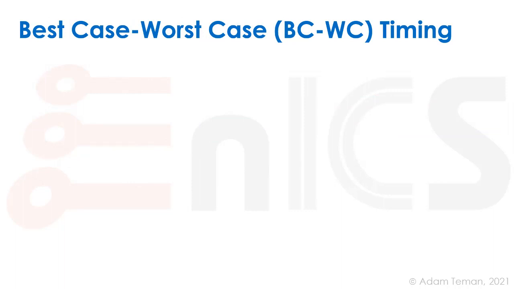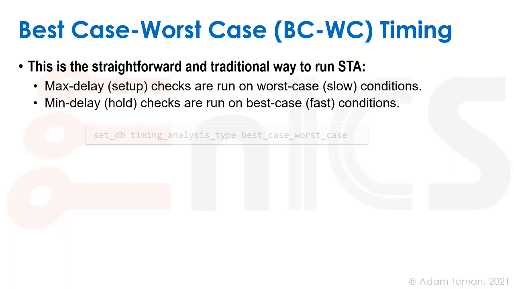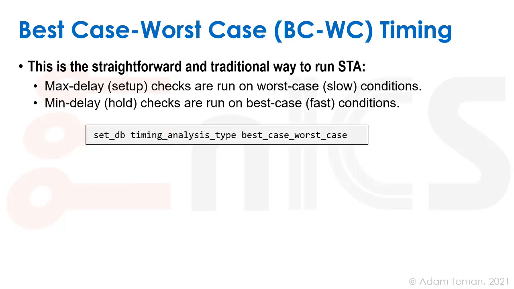So let's start with the basic approach, which is known as BCWC, or best case, worst case timing. This is the straightforward and traditional way to run STA. So max delay setup checks are run on the worst case conditions. Those are the slow conditions. Often we take something like SS for the process, and we take a low voltage, something like 0.9 of VDD. And we'll take a worst case temperature, which in the past was something like 125 degrees Celsius. But since we have temperature inversion now, it can be a low temperature, such as 0 degrees or minus 40.